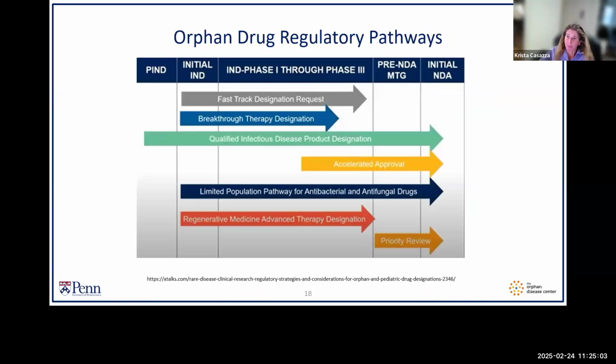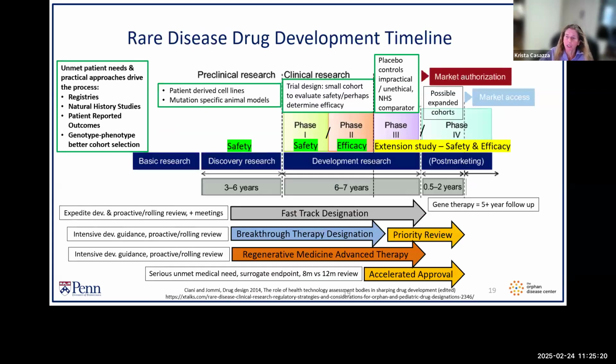The orphan drug regulatory pathways allow for fast tracking of the designation request, the breakthrough therapy designation, as well as accelerated drug approval. Next slide, please. So when we overlay the standard timeline and the rare drug development timeline, biomarker identification is even more essential because of the unique challenges associated with the diseases. 12 to 15 years is not an option. 1,000 plus data points or patients is not an option.